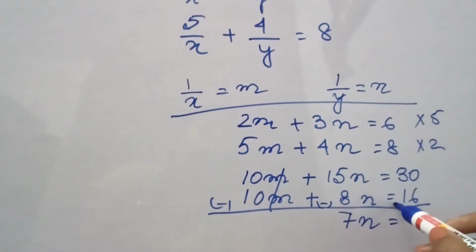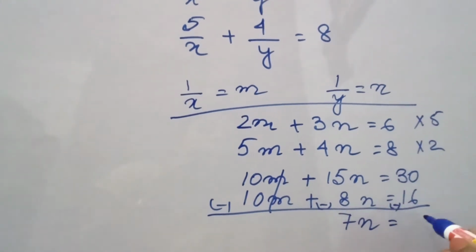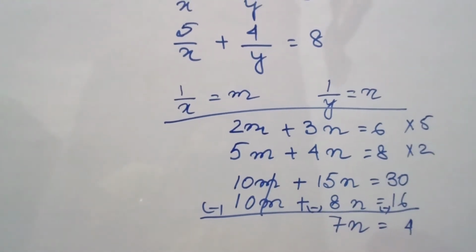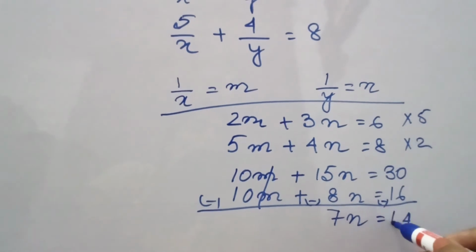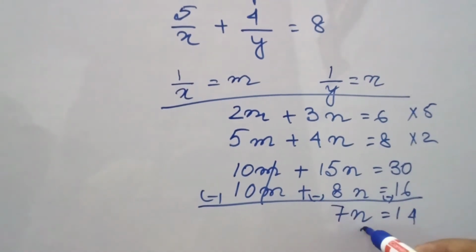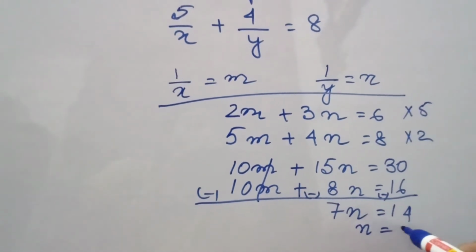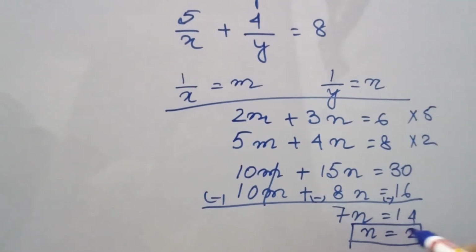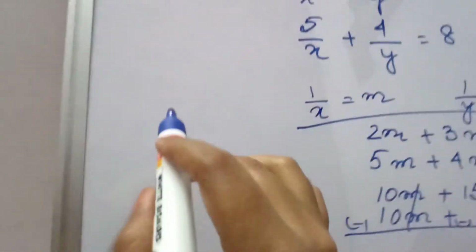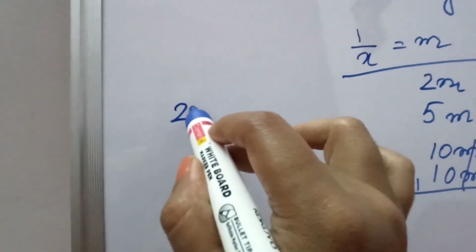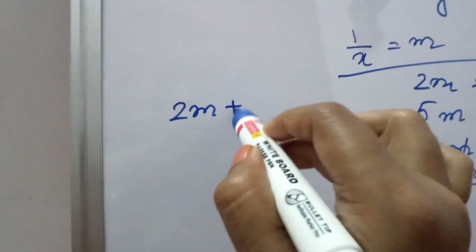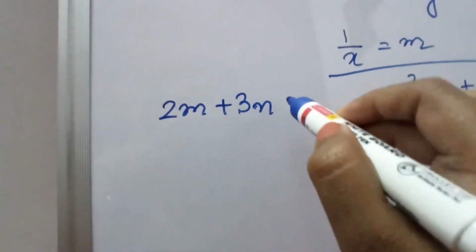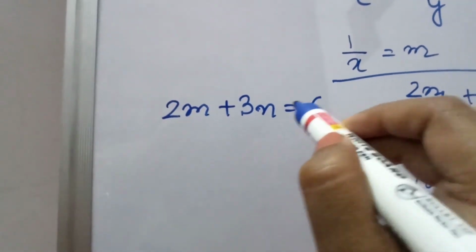And this will be, it will be 14, correct? So n will be equal to 2, and when I am substituting in the equation, 2m plus 3n is equal to 6.